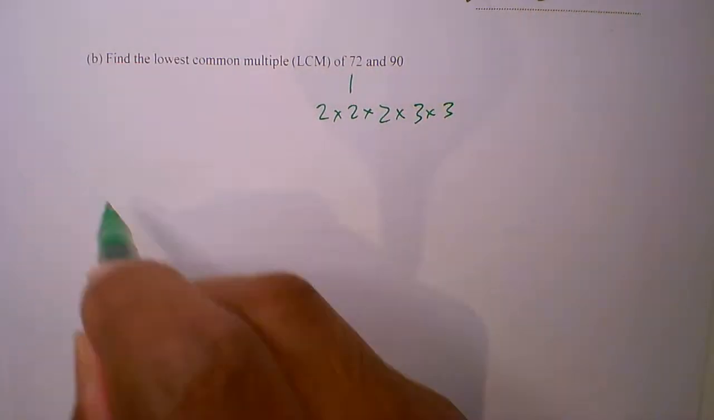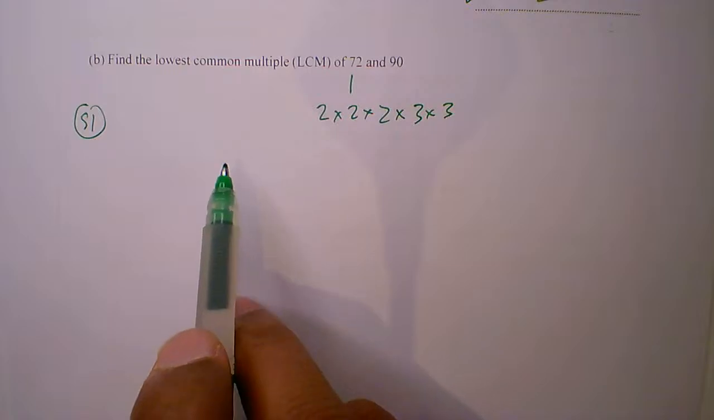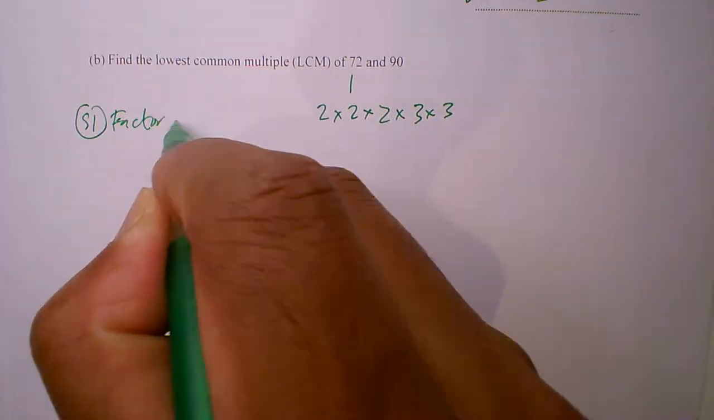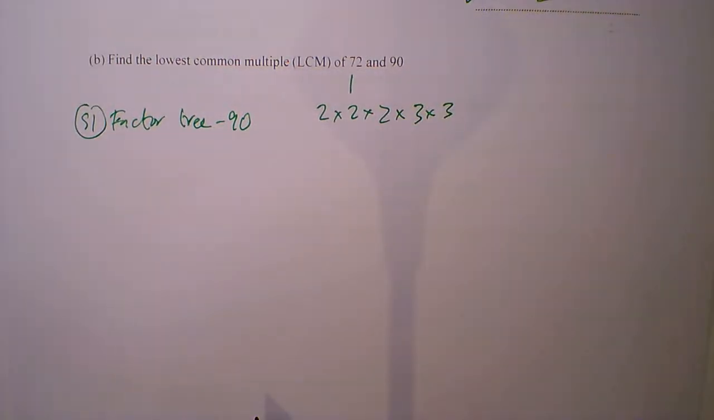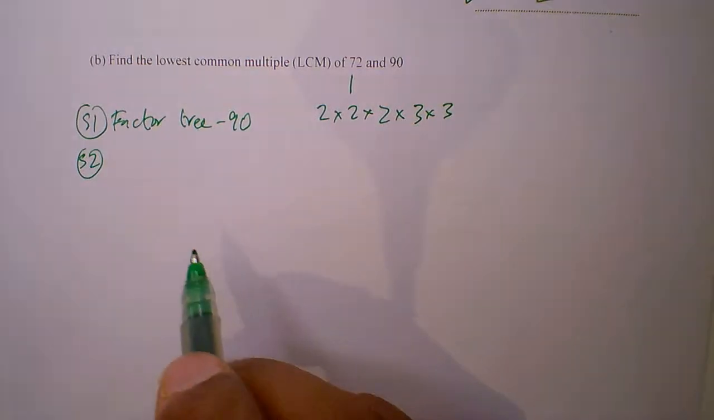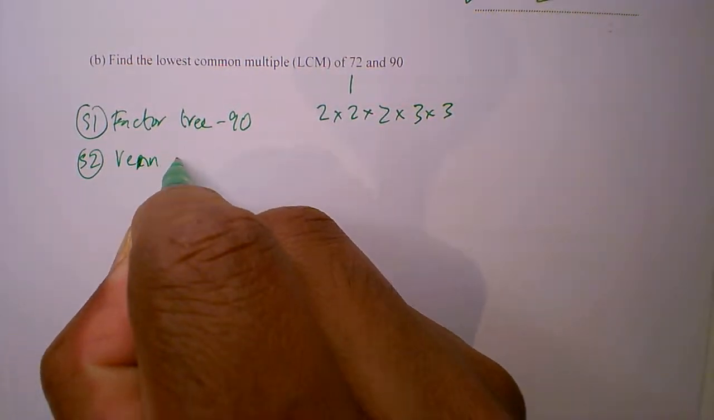So before I do anything, what are my steps? Step 1 is my factor tree for 90. Factor tree for 90. That's my first step. After I've done that, step 2 is I like to use a Venn diagram, so I'm going to put this in a Venn diagram.